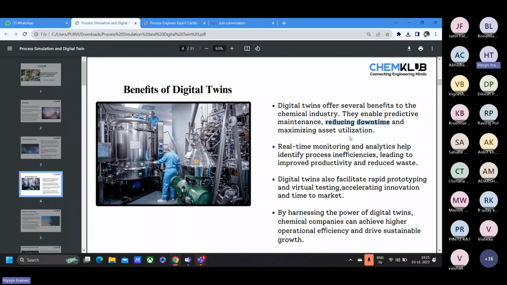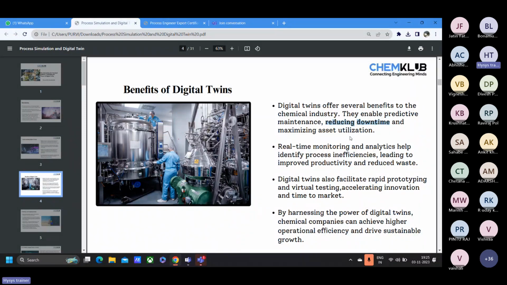And maximizing the asset utilization. Asset utilization is about whatever equipment you have in your plant: is it performing at its best? Is it performing to your design level? Or is it performing to the maximum level possible? So those kinds of case studies or projects are being done with the help of digital twins.